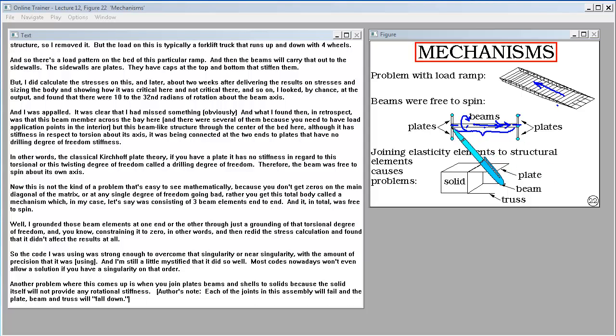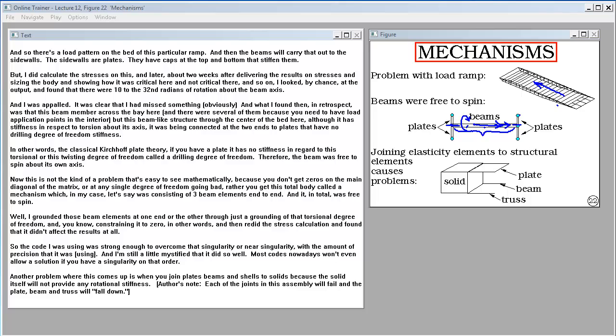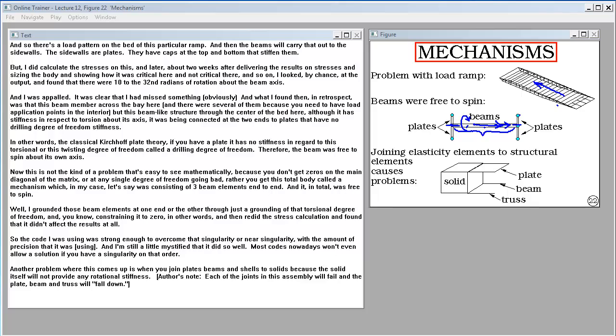beam elements at one end or the other through just a grounding of that torsional degree of freedom, constraining it to 0, in other words, and then redid the stress calculation and found that it didn't affect the results at all. So the code I was using was strong enough to overcome that singularity or near singularity with the amount of precision that it was solving. And I'm still a little mystified that it did so well. Most codes nowadays won't even allow a solution if you have a singularity on that order.